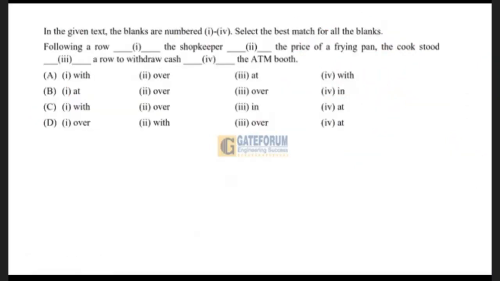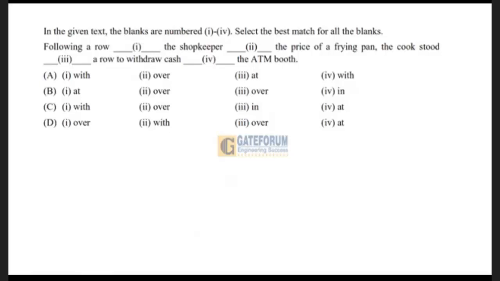Okay, this is from verbal ability. In the given text, the blanks are numbered 1 to 5. Select the best match for all the blanks. This is grammar, pure and simple grammar, prepositions. Following a row, the fill in the blank would be number 1. The shopkeeper, the fill in the blank would be number 2. The price of a frying pan, the cook stood, the fill in the blank would be 3. A row to withdraw cash, number 4. The ATM booth.